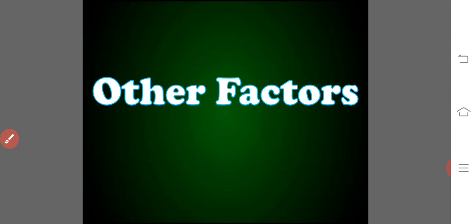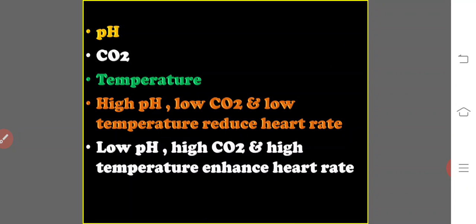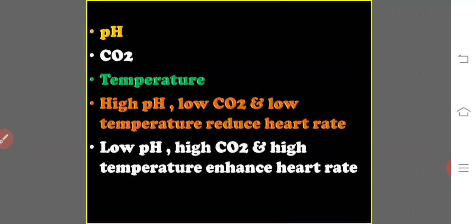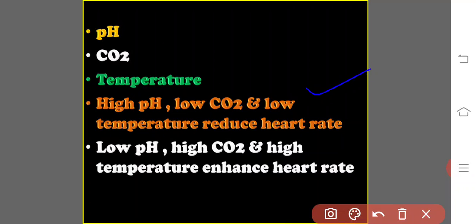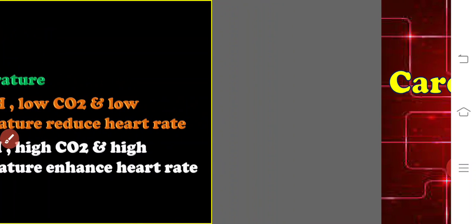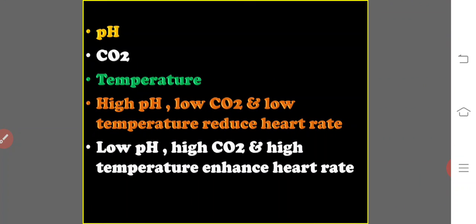Other factors include the pH, carbon dioxide concentration, and the temperature. High pH, low CO2 concentration, and low temperature reduce the heart rate. High pH reduces the heart rate, low CO2 concentration reduces the heart rate, and low temperature reduces the heart rate. Whereas low pH, high CO2 concentration, and high temperature enhance the heart rate. These are the other factors that regulate the heart rate.